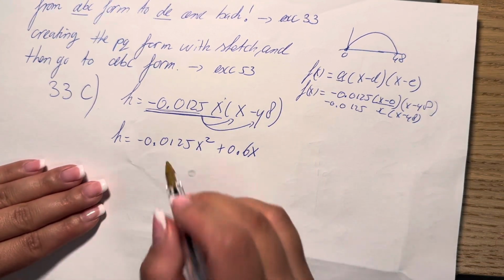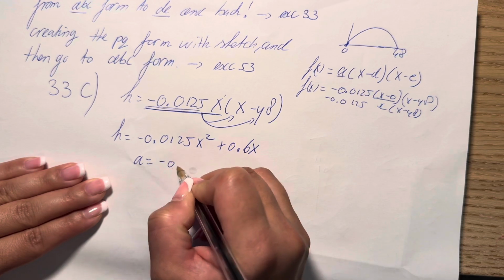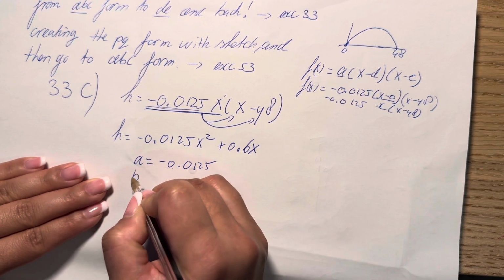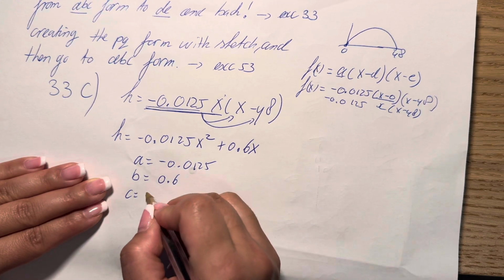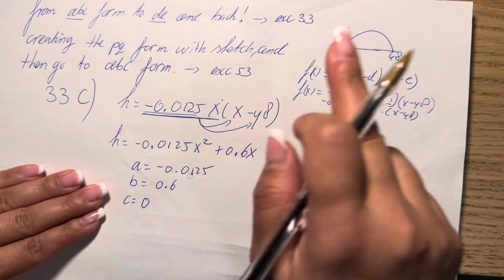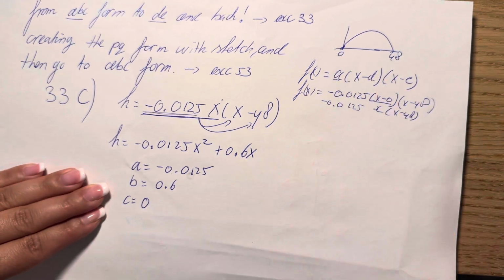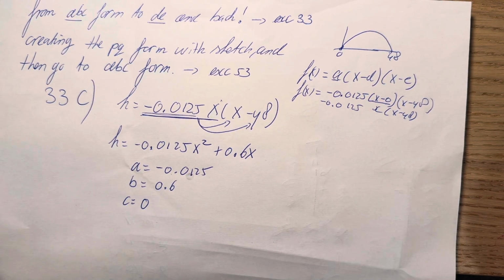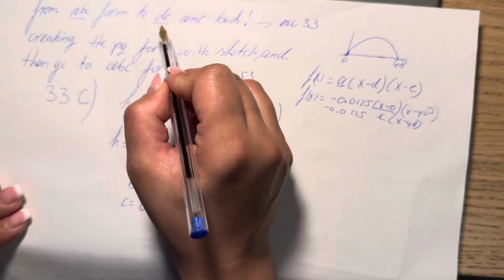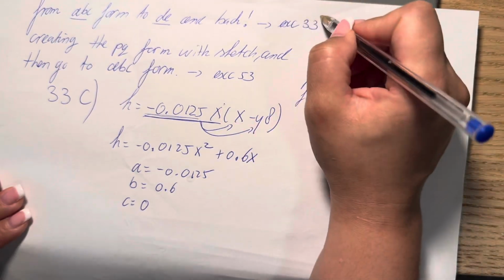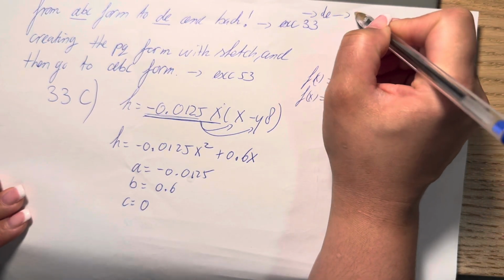This is it, guys. We state the A, minus 0.0125. We state the B, 0.6. We state the C, it's 0. And it makes sense. The y-intercept is indeed at 0, 0. Yeah? Now, let's go from the... This is from DE to ABC. This exercise 30 from DE to ABC.